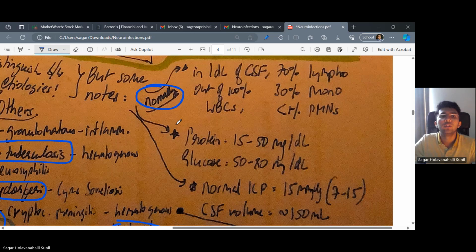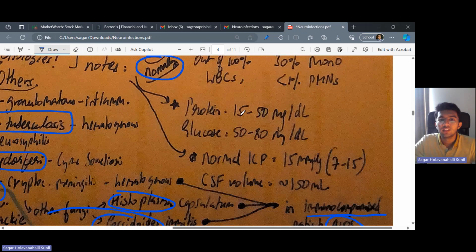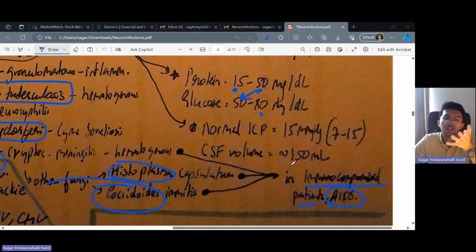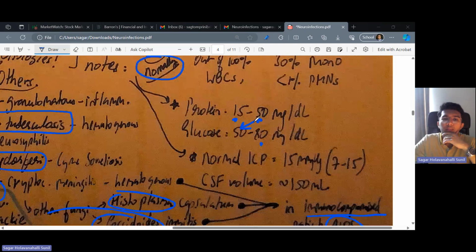It's very important for you to know the normal levels. Protein is 15 to 50, glucose is 50 to 80. The way I remember this is that I put P and G: 15 is the lowest, 50 is next lowest, 50 just match it over here, and 80 is the highest. So just remember the numbers 15, 50, and 80. Now, these values can differ between resources, but just to give you an idea, okay?